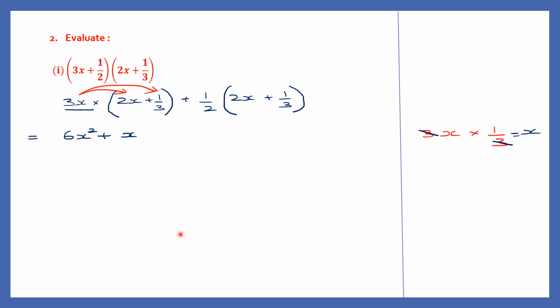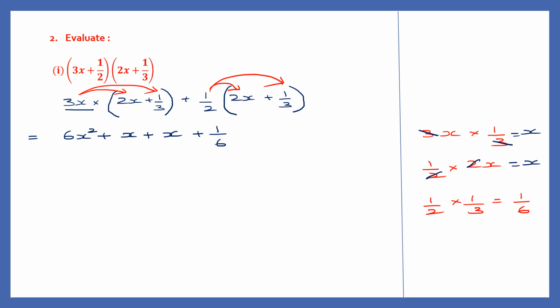Now I'm going to go to the next one. So again we have a plus sign here and I'm going to multiply 1 by 2 into 2x first. So cancel the 2's. So 1 into x is x. So I only have x here. Let's write plus x. Then I'm going to multiply this 1 by 2 into 1 by 3. So we can multiply the numerator, that is 1 into 1 is 1, denominator is 2, 3's are 6. So I get plus 1 by 6.